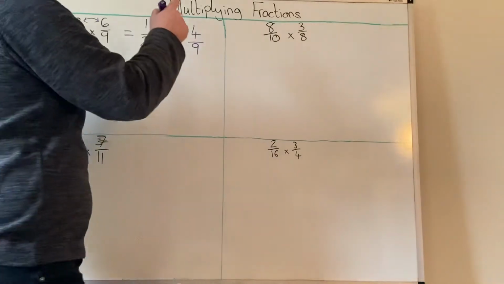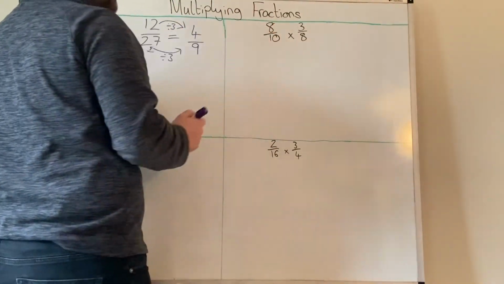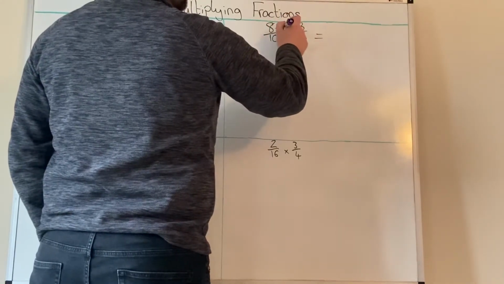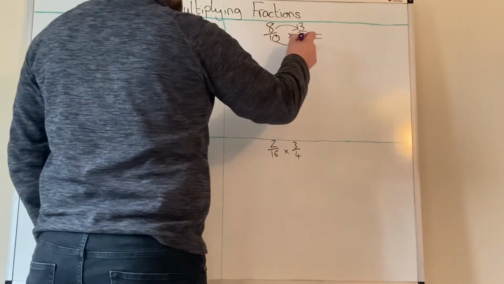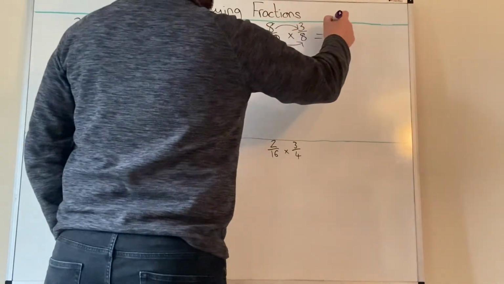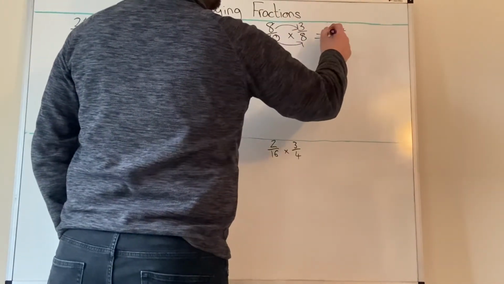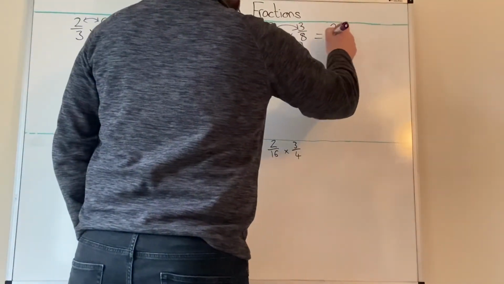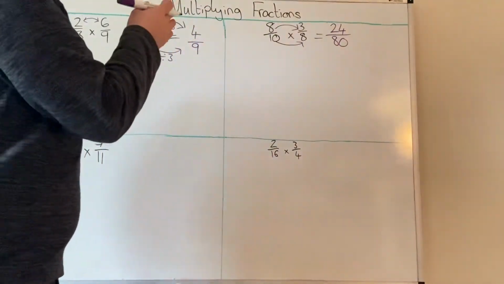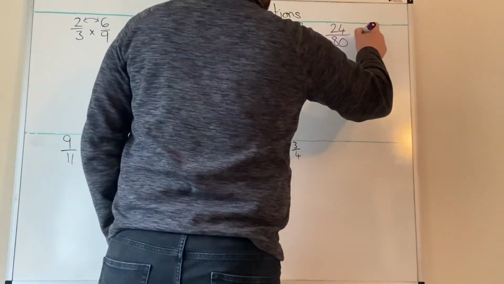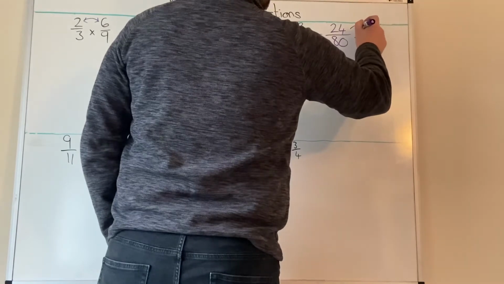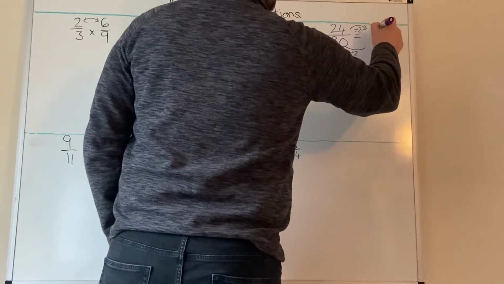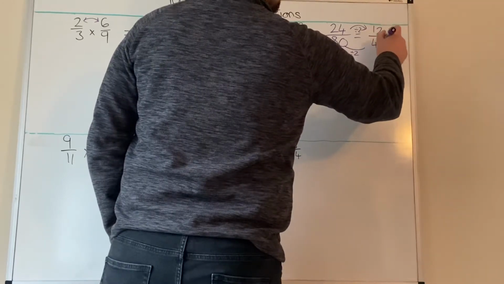Okay, so let's have a look at the next one then. So we've got 8/10 and we've got 3/8. Okay, so what I'm going to do, exactly the same, I'm going to multiply the numerators, I'm going to multiply the denominators. 8 times 3 is 24, and 8 times 10 is 80. Now, we can half both of those numbers. So we're going to divide that by 2, we're going to divide this by 2. Okay, so it equals 12 over 40.